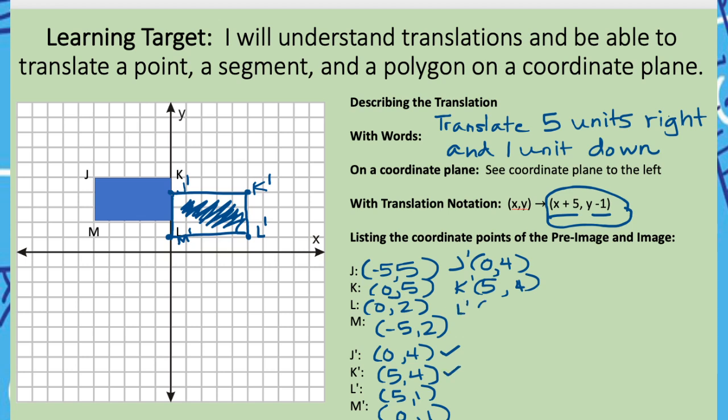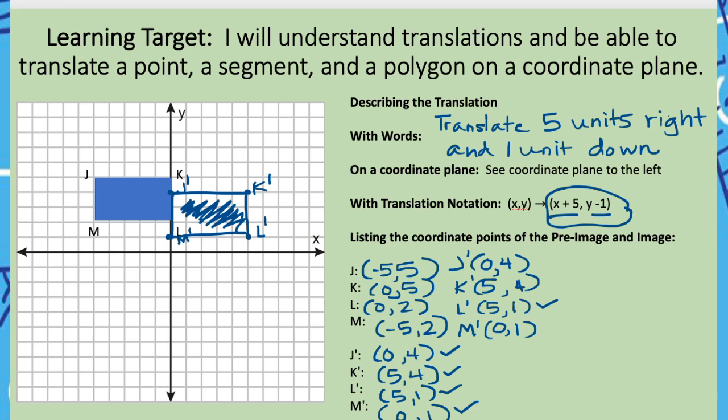L prime, I'm going to add 5 to 0, so 5. And then I have a 2 here, and I'm going to subtract 1. So 1. L prime is at (5, 1), and that one also checks. Lastly, let's figure out M prime. M is at negative 5 for the x coordinate, and if I add 5 to that, I get 0. And 2 is the y coordinate, and if I subtract 1, I get 1. So M prime also checks.